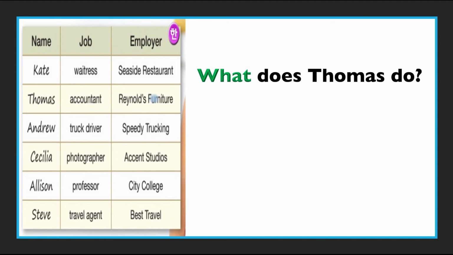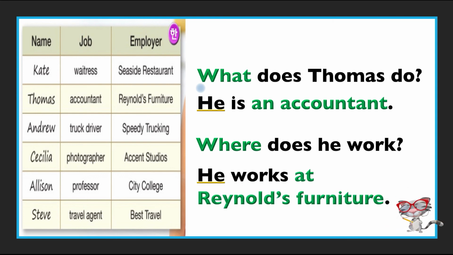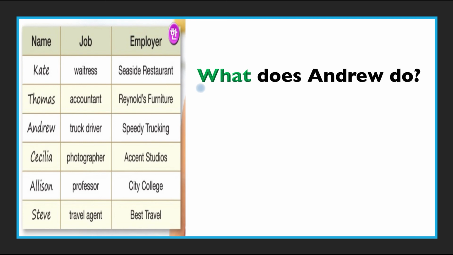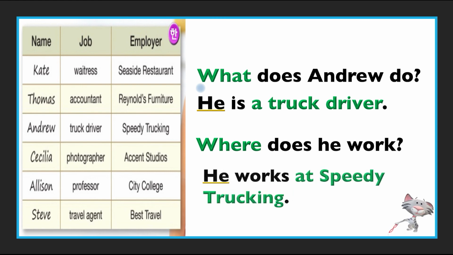What does Thomas do? Thomas is an accountant. Where does he work? He works at Reynolds Furniture. So, who is his employer? His employer is Reynolds Furniture. And what is his occupation? He is an accountant. What does Andrew do? Andrew is a truck driver. And where does he work? He works at Speedy Trucking. Wow, excellent.